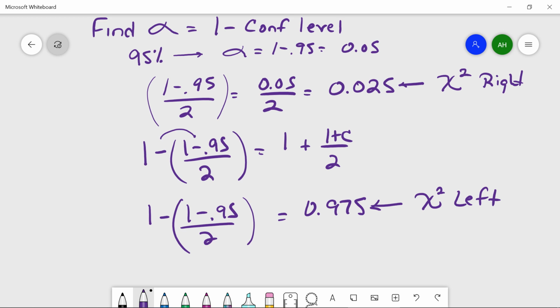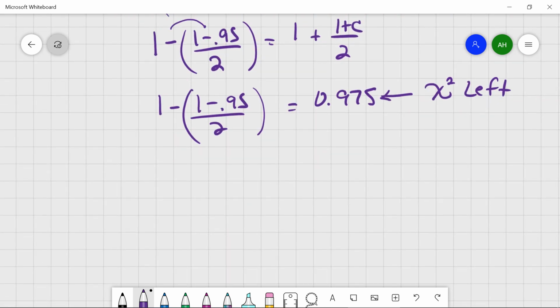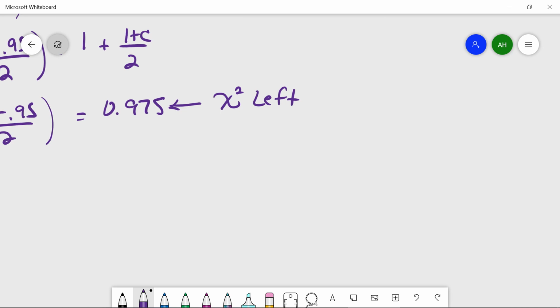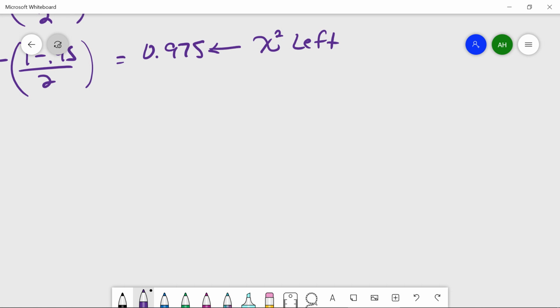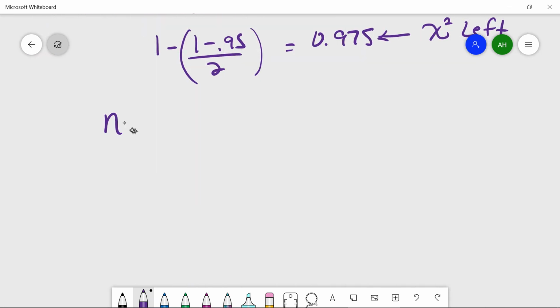Let's look at this example that they have here in the book for you, example number 1. It says, find the critical values for chi right and chi left for a 90% confidence interval when the sample size is 20. So if I've got a sample size of 20, n equals 20, my DF, the degrees of freedom, is going to equal 19 because I take 1 off.